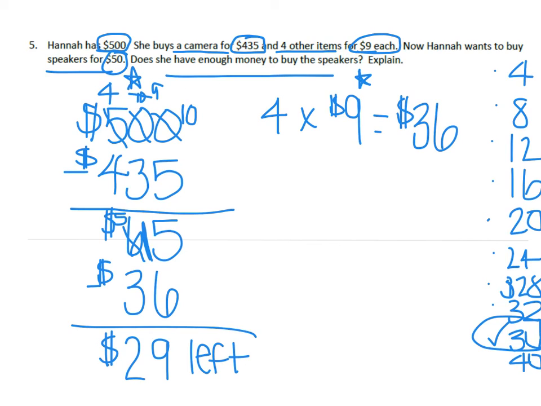Now the last sentence says that she wants to buy speakers for $50. The question is asking, does she have enough money to buy the speakers? Go ahead and write a sentence. Explain your answer. Pause the video while you work and replay when you are ready.